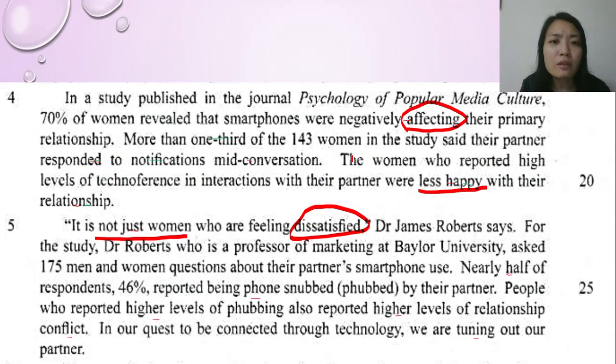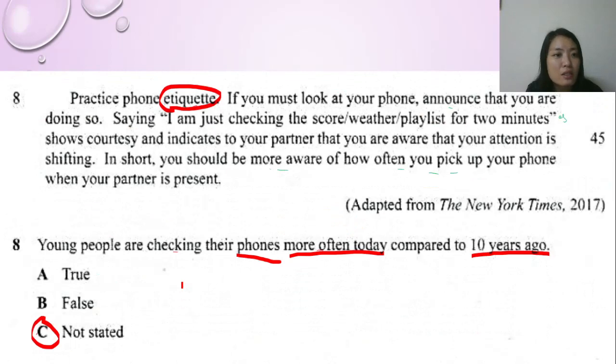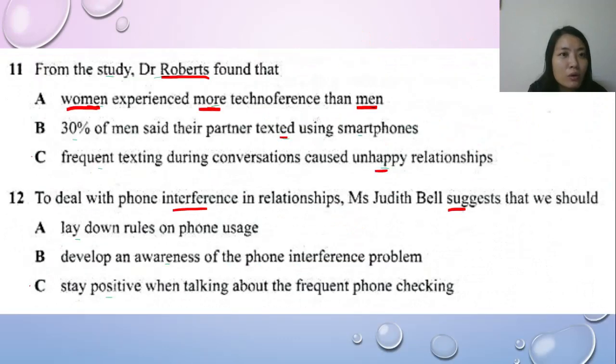Okay. Is it more than men? Does it say that they experience it more? Or down here, it's not just the women who are feeling dissatisfied. Okay, we don't know actually. It says that the women experience it, and down here it says that it's not just the women. The men and women were questioned, but actually there's nowhere that says that it is more. And also don't forget, this is from the study. This is what Dr. Roberts found. So here there's nothing about women experiencing more than men. He didn't find this. So you put an X here.